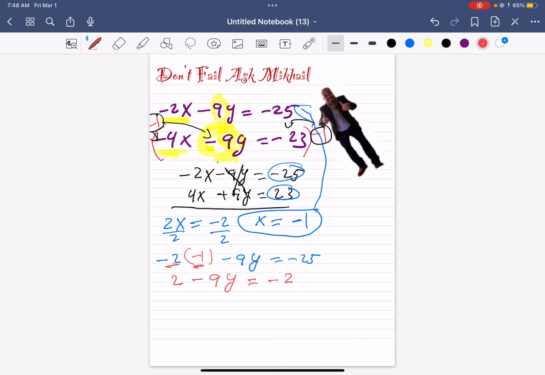equal to negative 25. Then I'm going to subtract 2 from both sides. And negative 9 equal to negative 9y. Negative 9y equal to negative 27. Divide by negative 9, divide by negative 9. Then y equals what? Excellent. Negative 3. So my point is negative 1, negative 3.